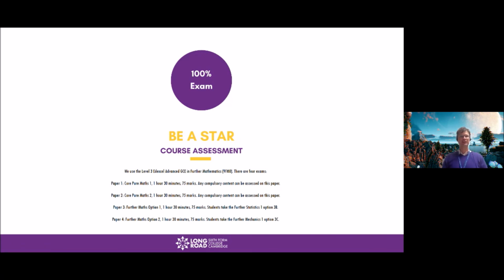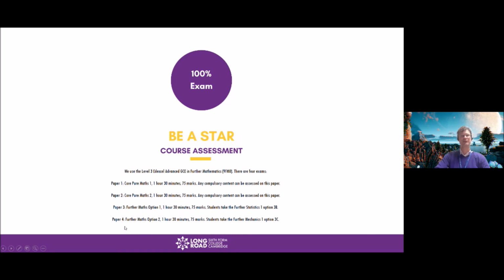At the end of the second year, they get 4 exams. There are 300 marks altogether. They get 2 pure papers, paper 1 and paper 2, and both of those papers can assess the content from the whole 2-year course. So it's not like paper 1 is year 1 and paper 2 is year 2. It's not as easy as that, so they can answer absolutely anything on both of those papers.